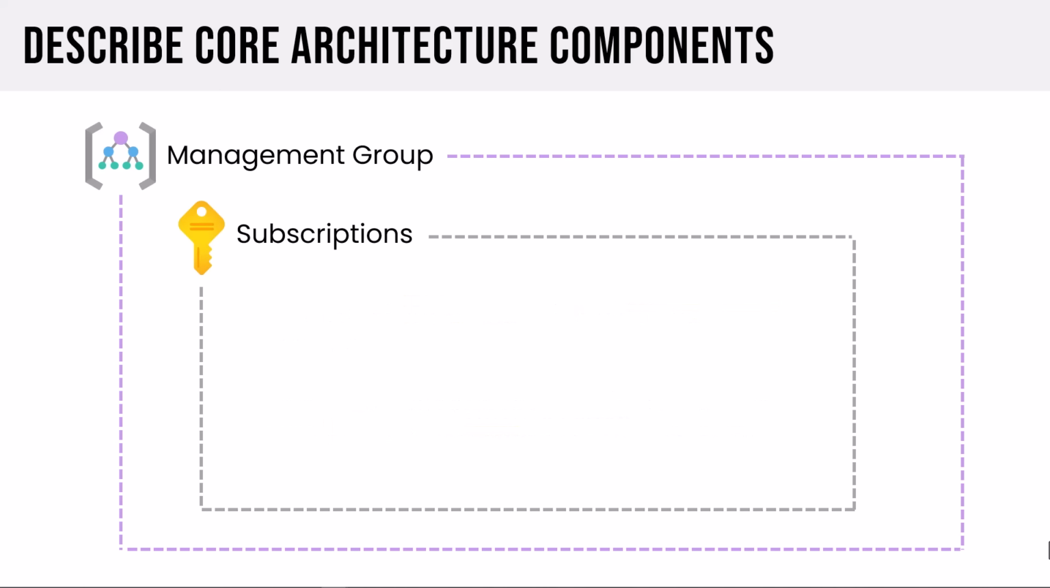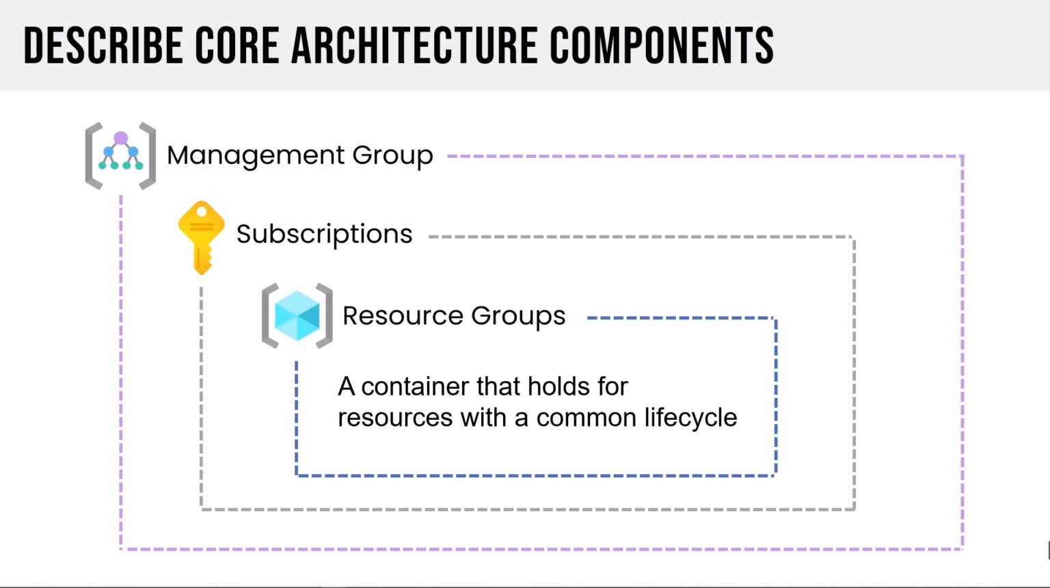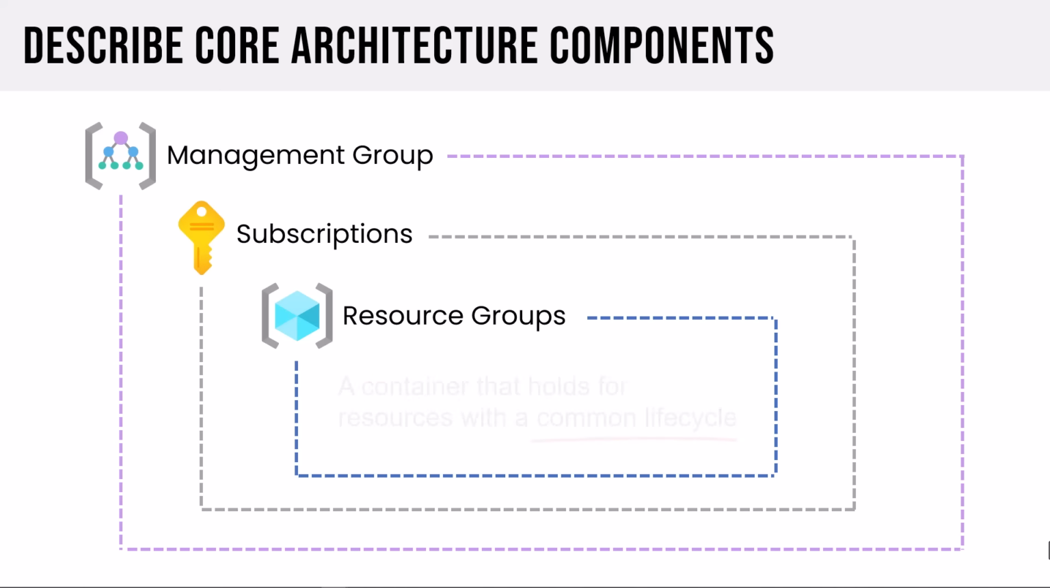And then we have the resource group. And resource groups are containers that hold resources with a common lifecycle, as we saw with the components of a virtual machine. And then we have the resources themselves, like that virtual machine, and resources can be contained within exactly one resource group, and a resource group can live within exactly one subscription. So it's a one-to-one relationship in each case. So this is really logical architecture.